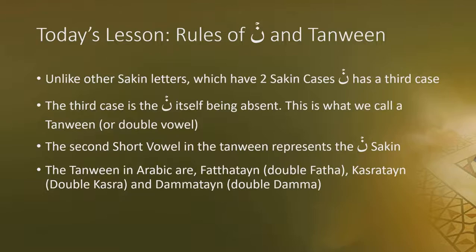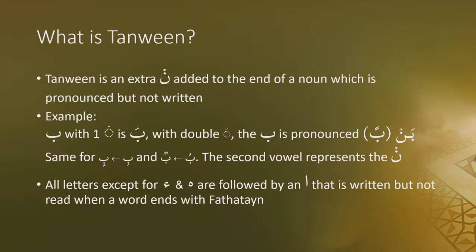This is what we call Tanween in Arabic, or Fathatain, Kasratain, and Dhammatain, which means double Fatha, double Kasra, and double Dhamma. Anyway, what is Tanween? It's an extra Noon Sakina found at the end of the noun, pronounced but not written. Example, Ba with one Fatha is Ba, with double Fatha, Ba is Ban. So the second Fatha represents the Noon Sakina.